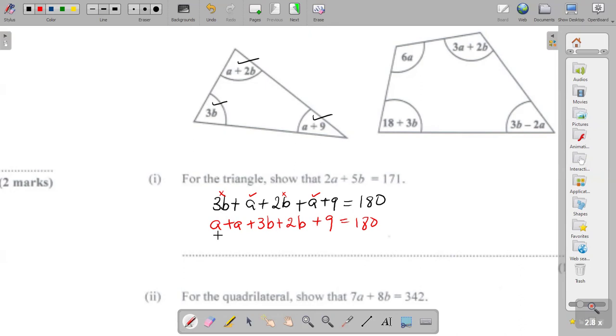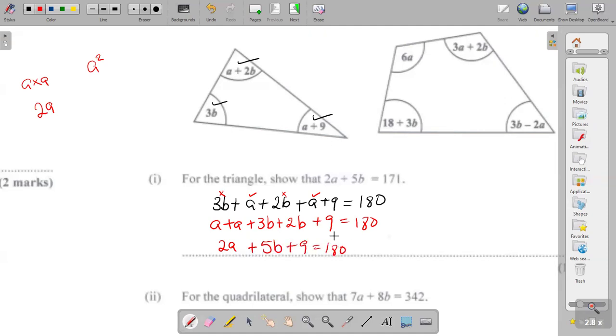Everybody, let's go, post your answer. Guys, you cannot get an A square from addition. You only get A square if you have A times A. This is why we're here. Okay, everybody with me? If I have an A and I add an A, how many A's do I have? I've got 2 A's. So that's 2A plus 3B plus 2B. How many B's do you have in all? 5B plus 9 equals 180.